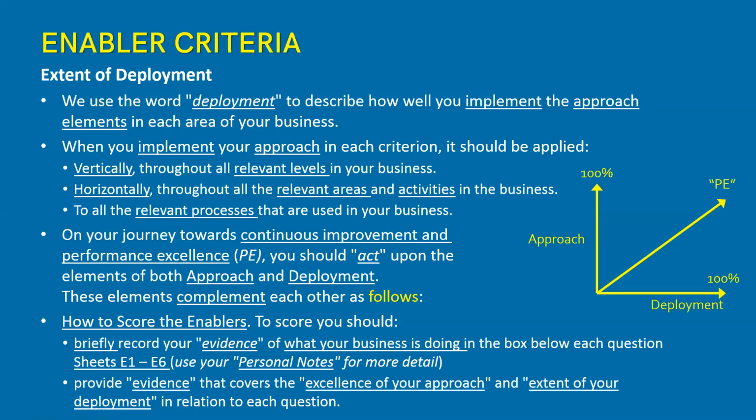So, how to score? You should briefly record the evidence of what your business is doing in the box below each of the questions in the sheets E1 to E6. Use your personal notes that you've used in your preparation. Provide evidence that covers your excellence of approach and extent of deployment.